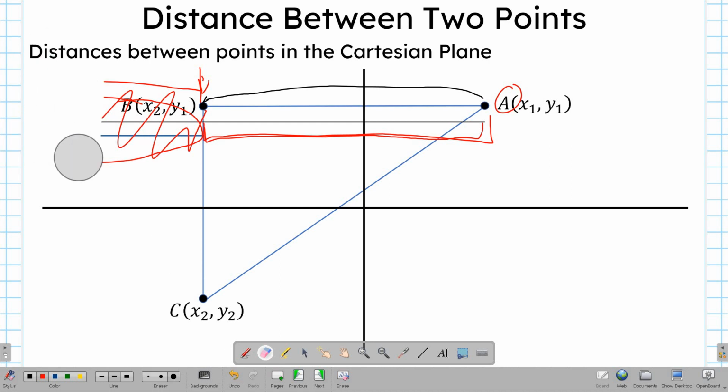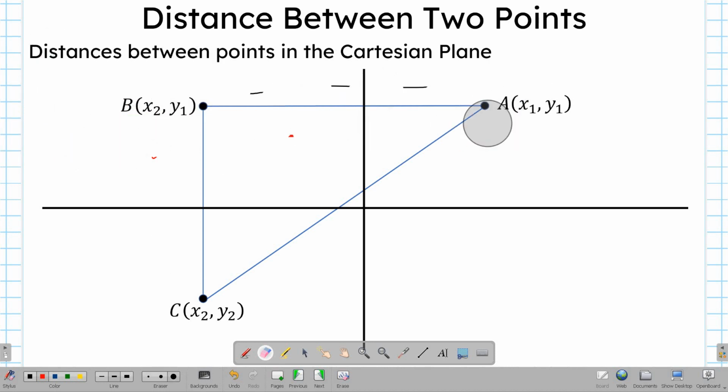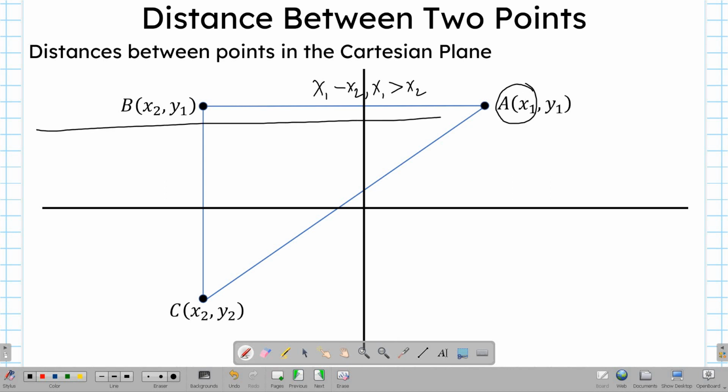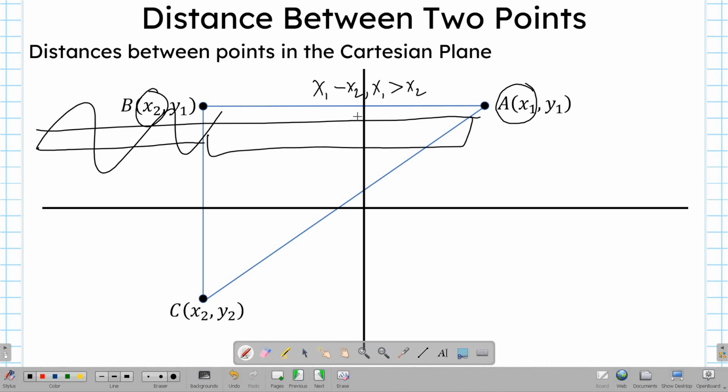Therefore, for us to be able to find the distance between two horizontal points, we would have to subtract their abscissas. Hence, the distance between A and B would be x sub 1 minus x sub 2, provided that x sub 1 is bigger than x sub 2. Kasi nga, itong x sub 1 represents that distance here, while x sub 2 represents that distance here. Na kapag tinanggal natin to, ito lang yung matitira, which is the distance that we need. At ito, tinanggal, so that is subtraction.